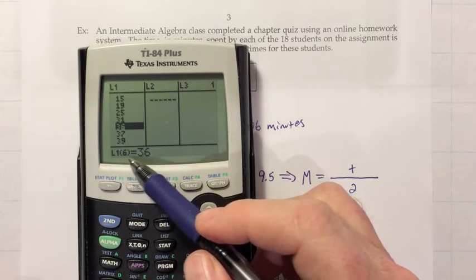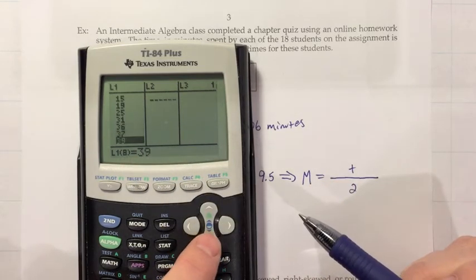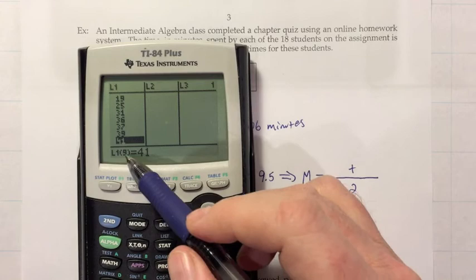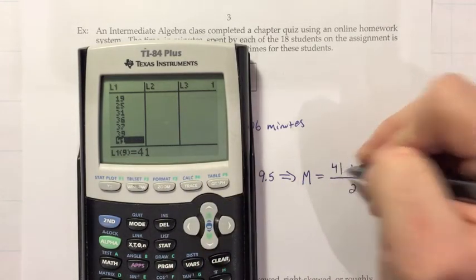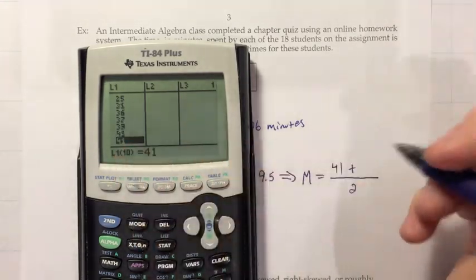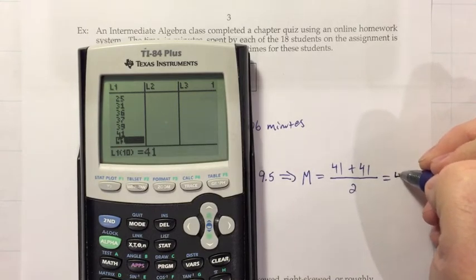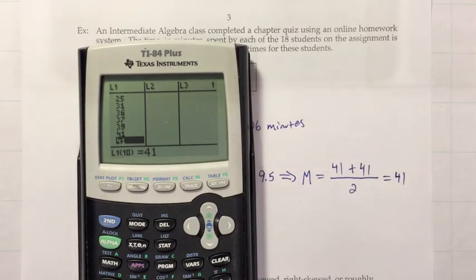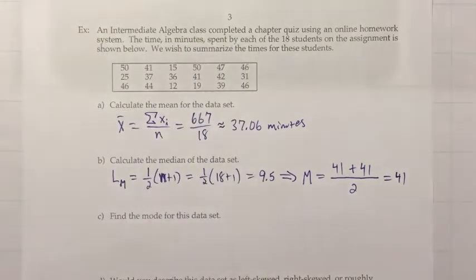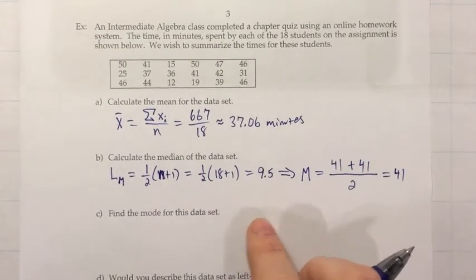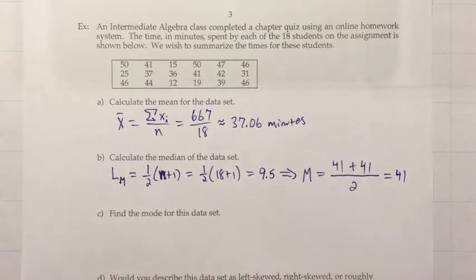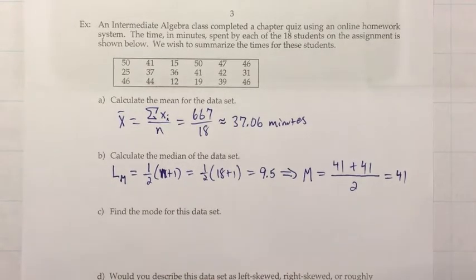So that's the 6th number in L1. So if I want the 9th number, I just arrow down until it says list 1, number 9. That's 41. And the 10th number is also 41. So when I average the two 41s, I of course get 41. Okay, so this formula is kind of handy for locating the median, that you go halfway through the number of values plus 1.